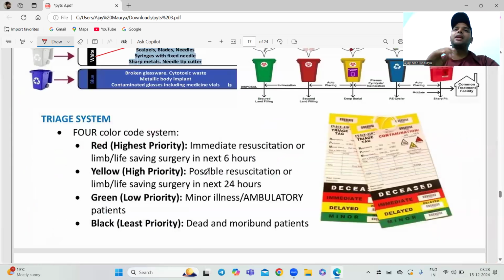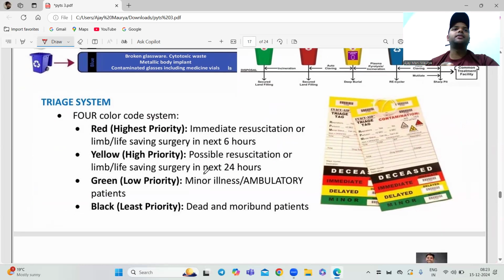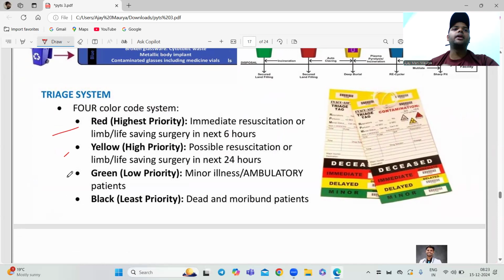Next one, guys, is the triage system. Triage is used in the emergency department to segregate patients according to their severity. There are four triage categories: red, yellow, green, black. Highest priority is red. It means immediate resuscitation or life-saving surgery in the next 6 hours; you put the patient in the red zone. Yellow means possible resuscitation or life-saving surgery in the next 24 hours. Green means minor illness or ambulatory patient. Black means dead and moribund patients, those who are about to die. They have to be put in the moribund category. Okay.